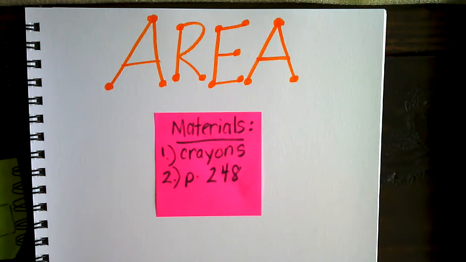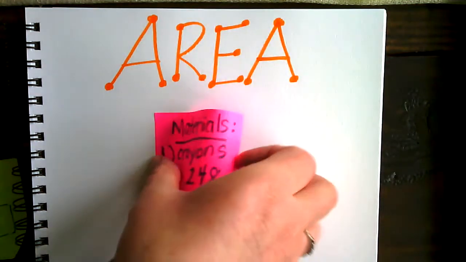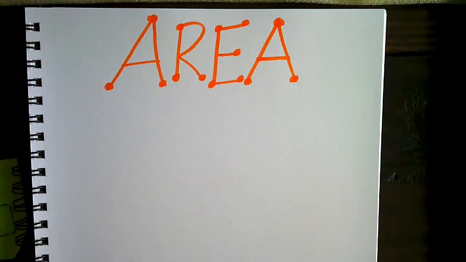Today we're going to continue working with area. Take a look at the materials you'll need. You'll need some crayons, just a couple of them, and you'll need workbook page 248. So go ahead and pause and play when you're ready. Okay, let's go ahead and get started.